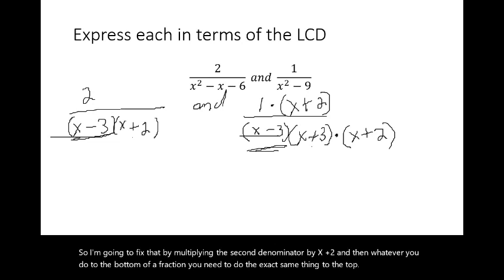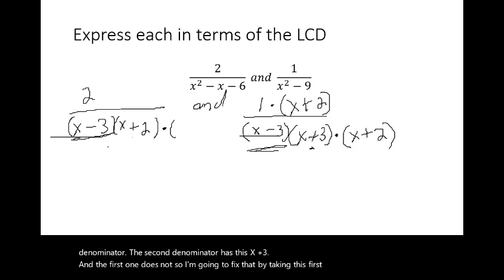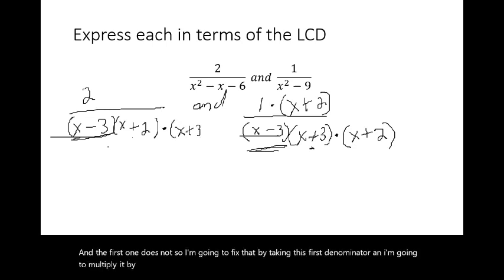So, do the denominators completely match yet? No. If you take a look, the second denominator has this x plus 3, and the first one does not. So I'm going to fix that by taking this first denominator and multiplying it by x plus 3. Then, whatever you do to the bottom, you're going to do the exact same thing to the top. So you're going to multiply the top by x plus 3.